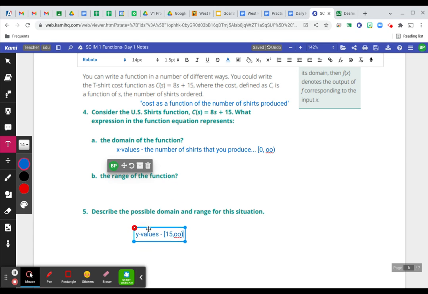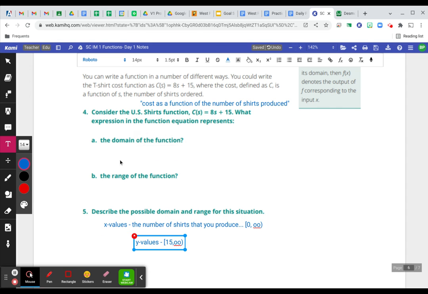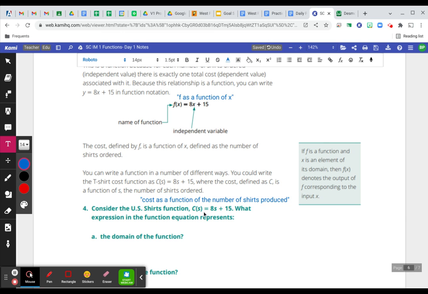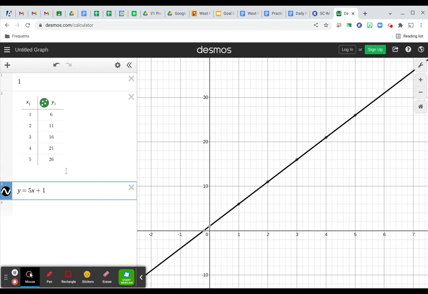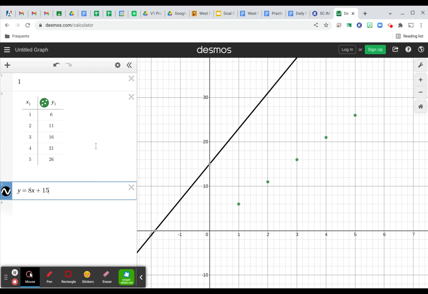Describe the possible domain and range for this situation. I should have read this a little bit more carefully. In this particular situation, these would be the solutions. But technically, if you were to graph y is equal to 8x plus 15 on Desmos, it's going to look a lot like what we just did. Let me throw it in Desmos right here, 8x plus 15. You can see that this thing continues infinitely in either direction from left to right, and it goes infinitely in either direction up and down.